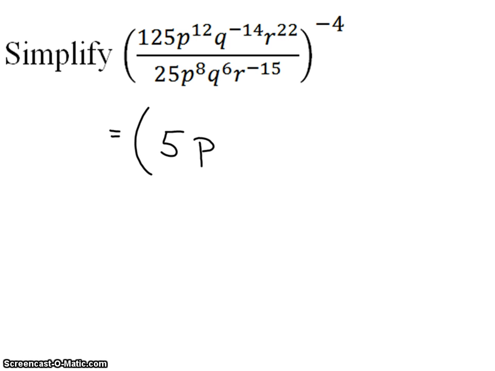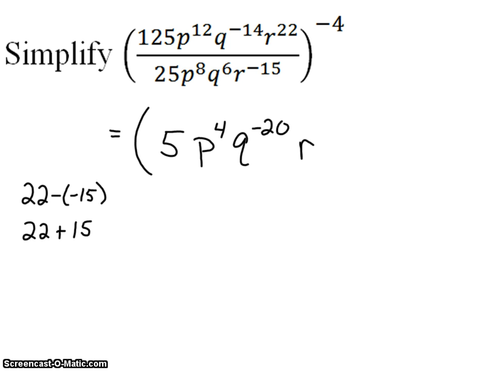The p's, we subtract the exponents because it's a quotient. 12 minus 8 is 4. The q's, we subtract the exponents. Negative 14 minus 6 is negative 20. And then the r's, we subtract the exponents. 22 minus negative 15 is like 22 plus 15, so that's 37.